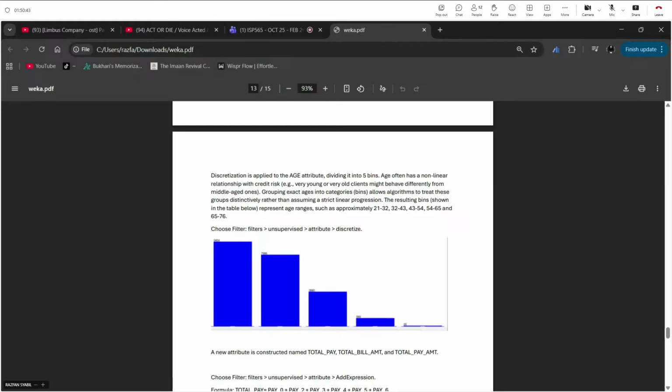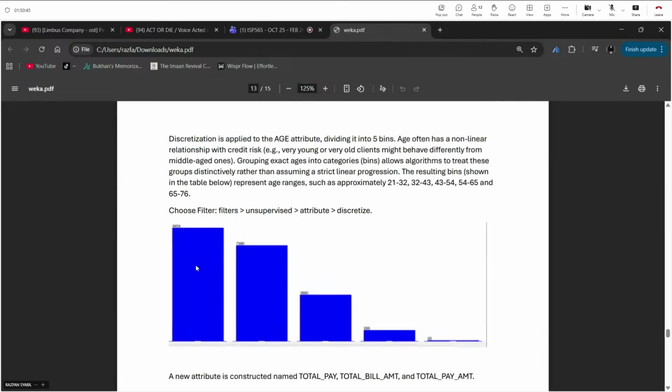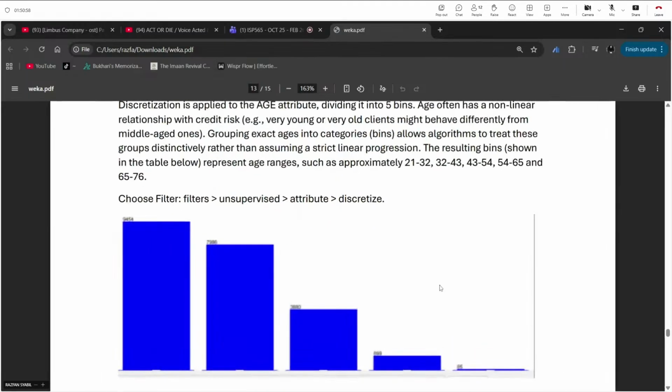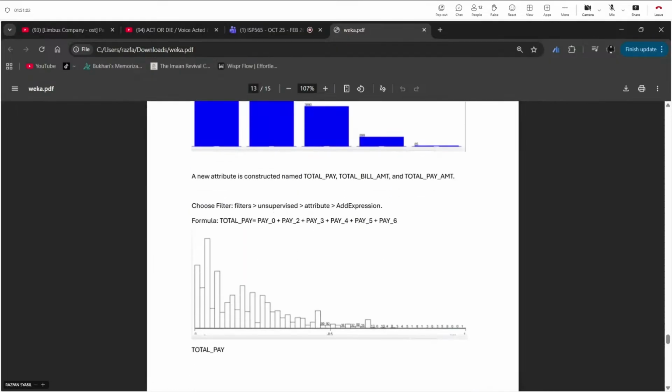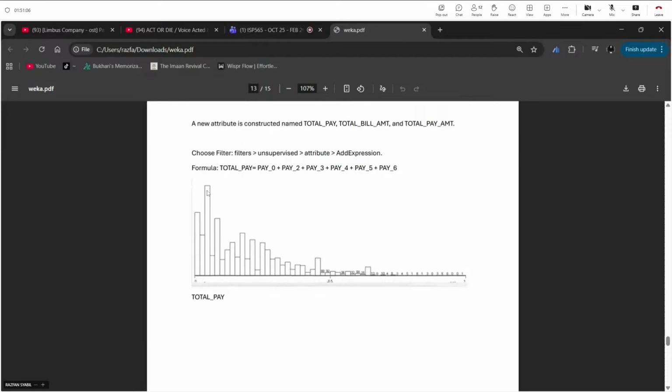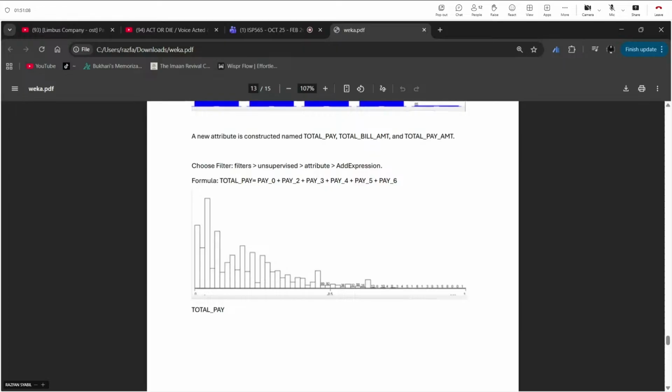We only discretize age. So it divides the age group into 21 to 32, 32 to 34, 34 to 43, 43 to 44, 44 to 45, and 65 to 67, since it's been 5. So this is the graph. And then we have new attributes, which are total pay, total bill amount, and total pay amount. So this is the graph, and this is the formula.